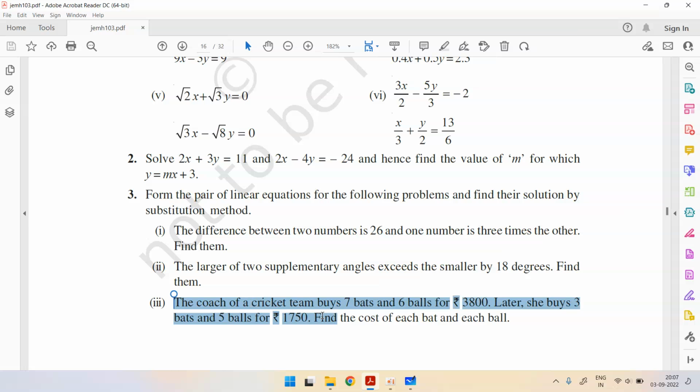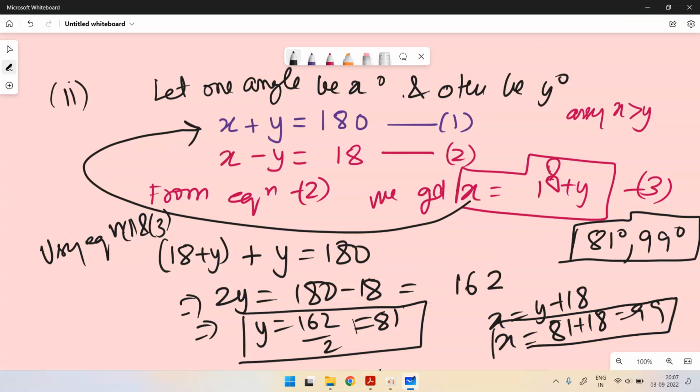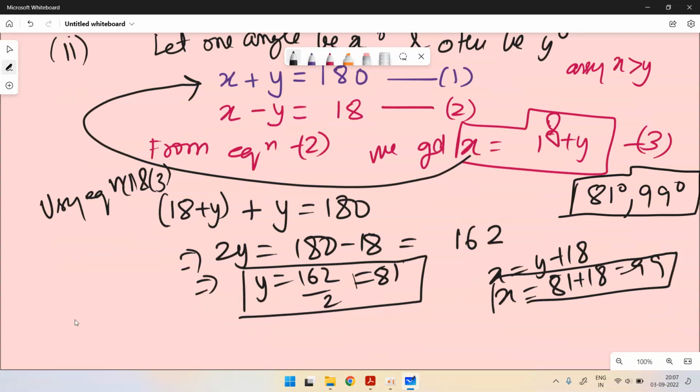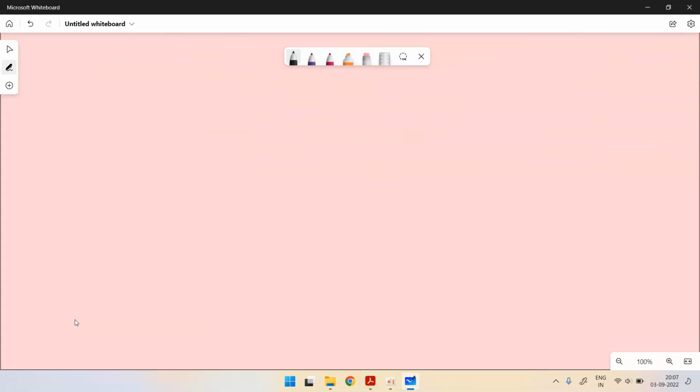Third, the coach of a cricket team buys 7 bats and 6 balls for a certain amount. Later she buys 3 bats and 5 balls for 1750. Find the cost of each bat and ball.